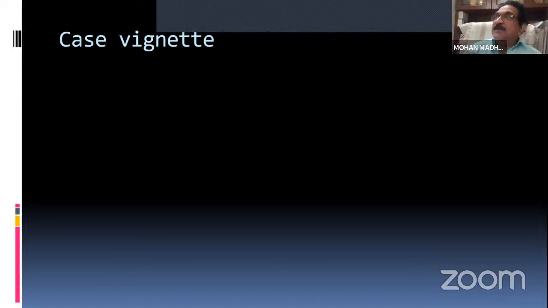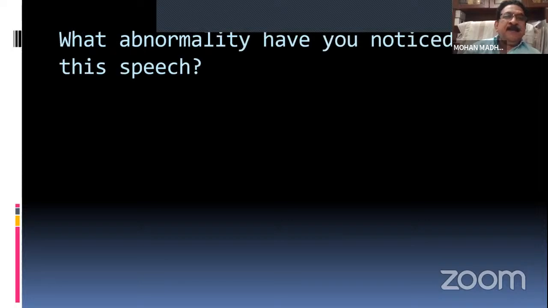Okay. Now, very infrequently only have we discussed patients with speech malfunctions. Also, two or three such cases. Now, this is regarding speech abnormality, which is in Malayalam, which some of you may not be able to understand. Still, you can make out the abnormality here. Now, what is the abnormality of the speech we just noticed in this patient's speech?